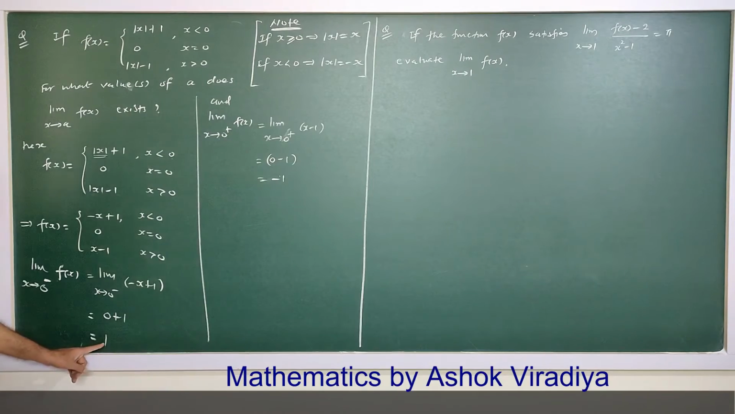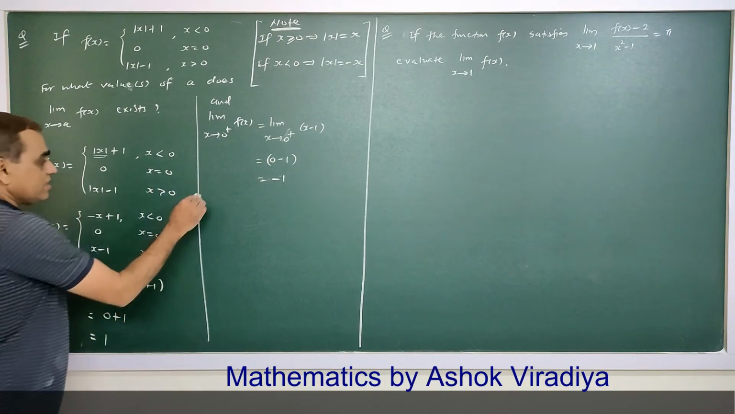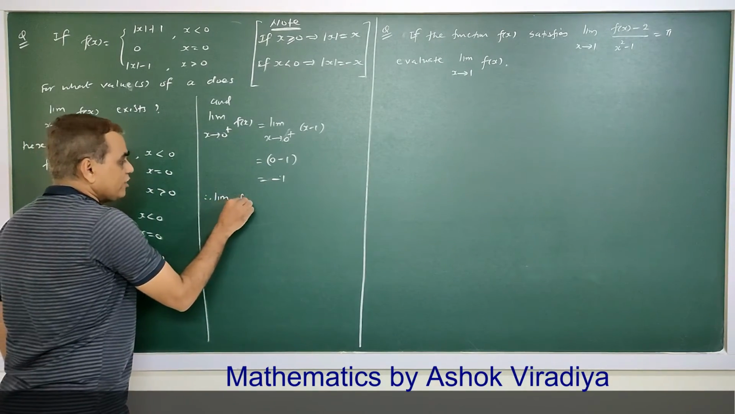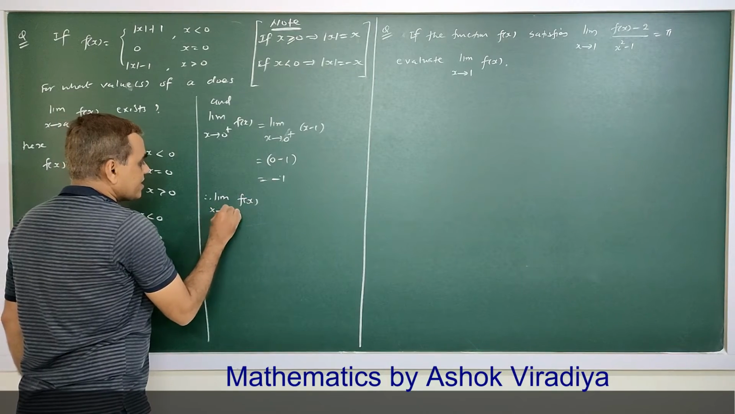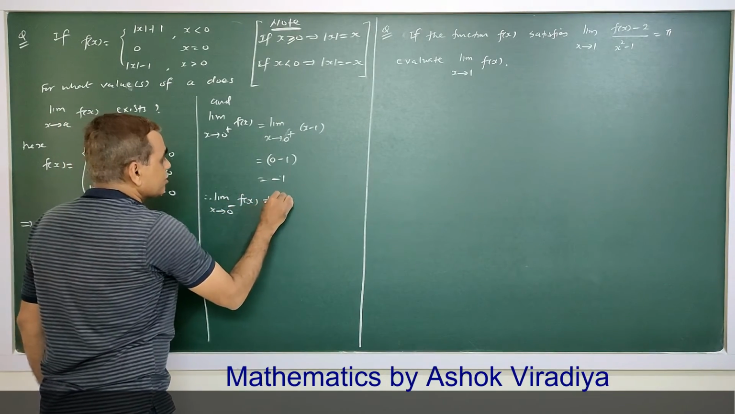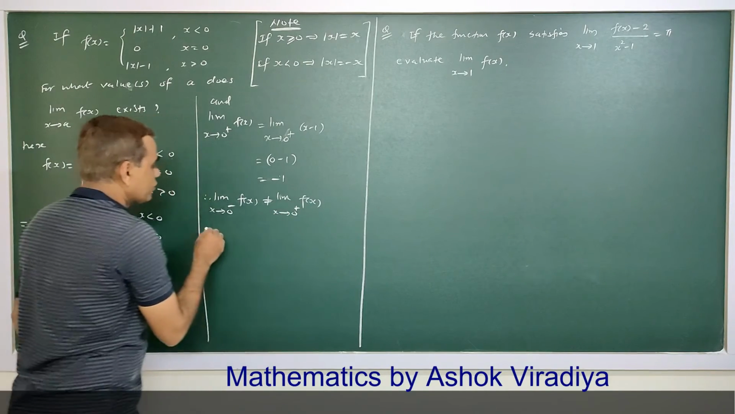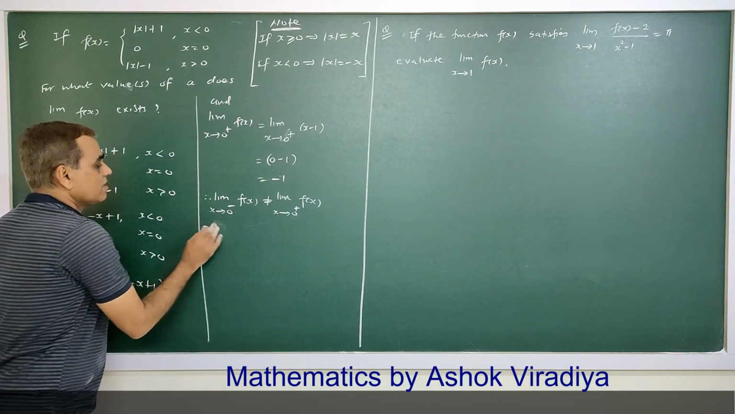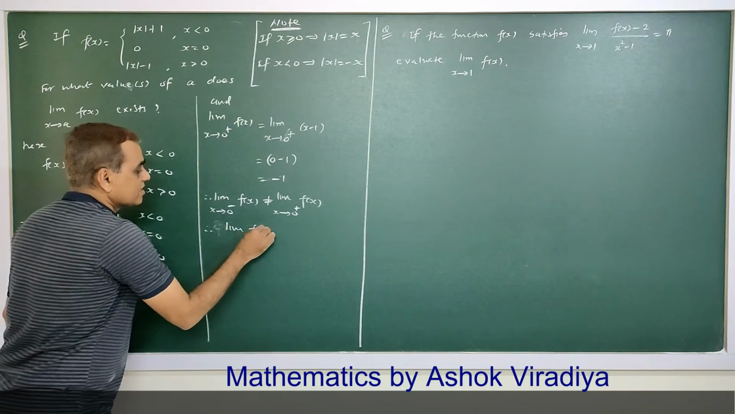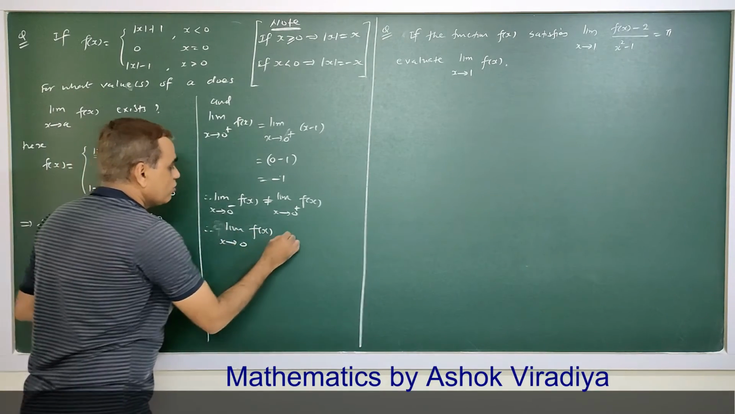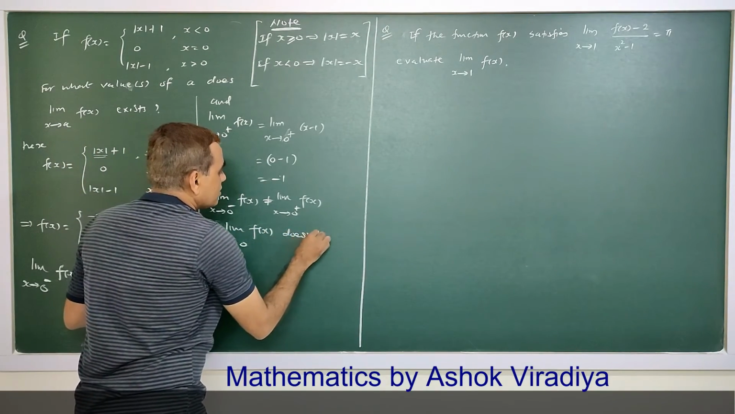See, left hand limit and right hand limit are not equal. Therefore, limit of f(x) as x tends to 0 from left is not equal to limit as x tends to 0 from right side. So this function limit of f(x) as x tends to 0 does not exist.